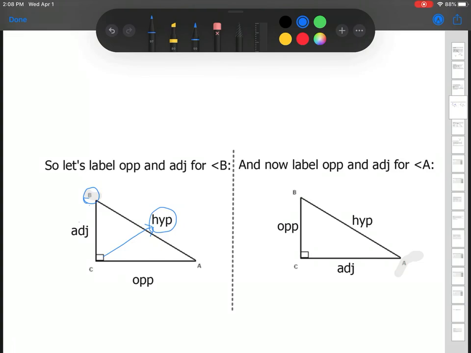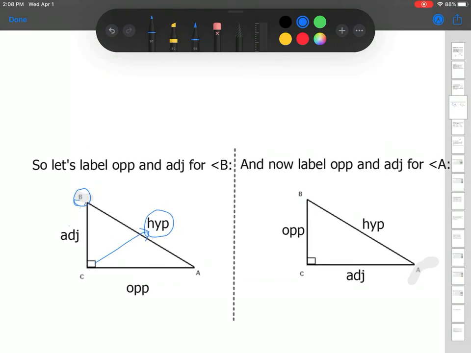Yeah, the side across from angle B is called the opposite side there. And it's the side length AC. But then the adjacent side is going to be this side here next to the angle, which is BC. Then if you're looking at angle A down here, the hypotenuse is still the same side, the longest side, but the opposite side is now different, as well as the side next to it.